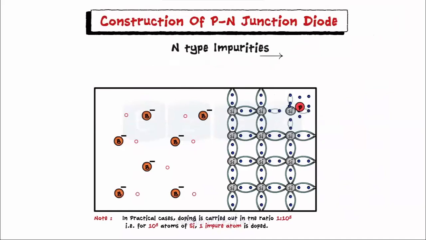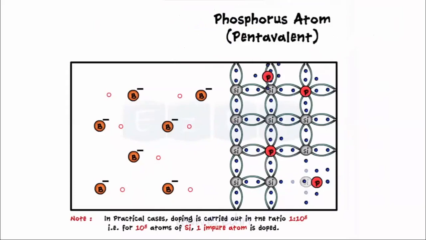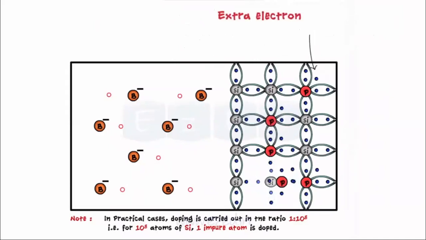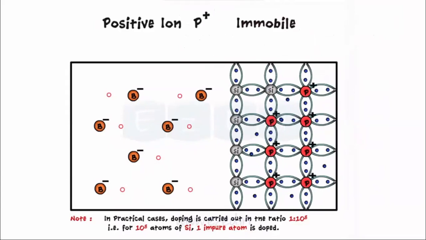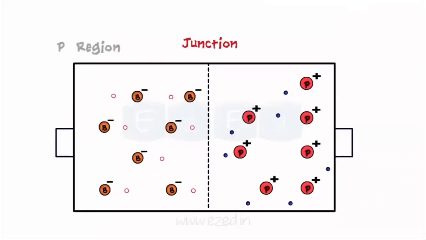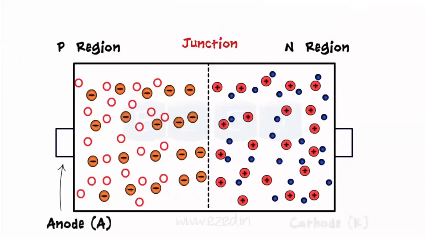The n-type impurities are doped onto the other half of the same slide. When we add the pentavalent atoms like phosphorus to the silicon slide, they form four bonds with four neighboring atoms of silicon, and we get one electron that remains free. As the phosphorus atom donates one electron, it loses its neutrality and becomes a positively charged immobile ion. The N region has free electrons and positive ions. This terminal is called the cathode, and it acts as a negative terminal. As a result of this doping, an electrical isolation is formed between the two regions, which depicts a junction. The symbol of the diode is as shown.